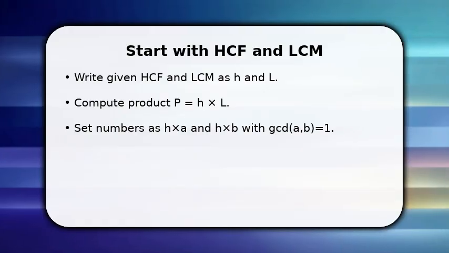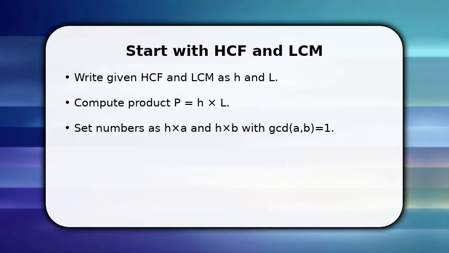You begin by recording the given HCF, call it H, and LCM, call it L. Once done, compute the product P equals H times L. That product equals the product of the two numbers you seek.